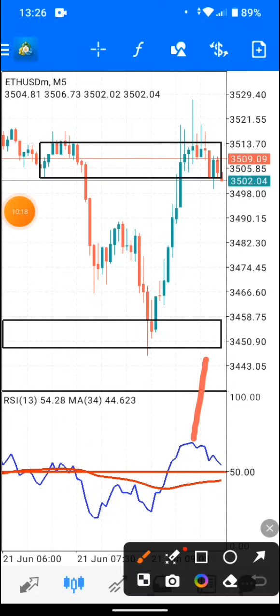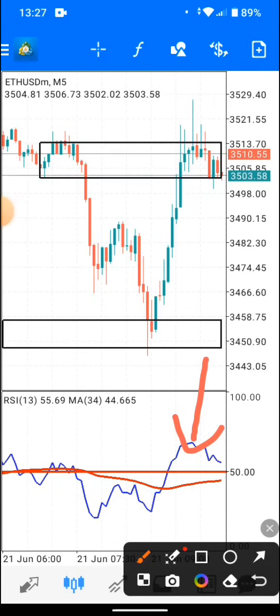This blue indicator is basically called the RSI. RSI stands for Relative Strength Index. Okay, I'm breaking down everything. This is what I teach in my 1 month free crypto and forex for beginners. This is the relative strength index. The relative strength index is an indicator. It shows you the overbought or oversold condition of a particular asset.